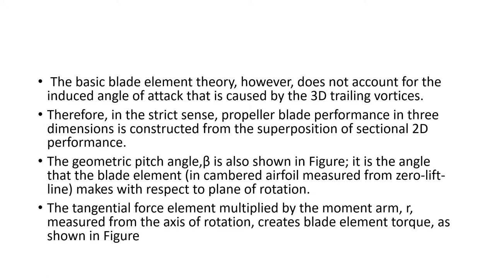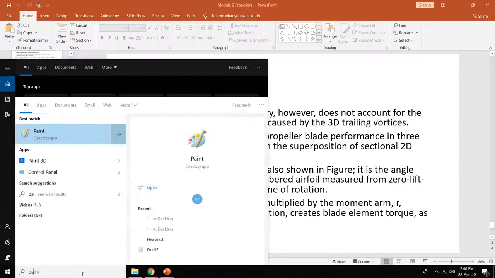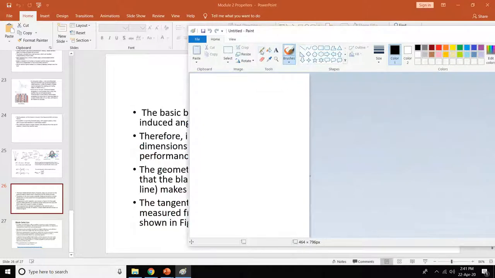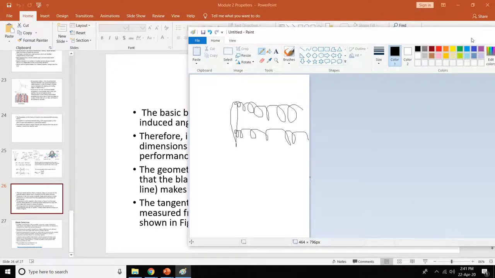And then we'll see some of the merits or demerits in blade element theory. So the basic blade element theory, however, does not account for the induced angle of attack that is caused by 3D trailing vortices. Okay, so your blade element theory is considered only on a 2D sketch. It doesn't take your 3D trailing vortices into account. So vortices, because your flow is in 3D motion, there are vortices created. Let us say this is the blade, at different portions there are vortices created like this, at different points. So this is not taken into account.